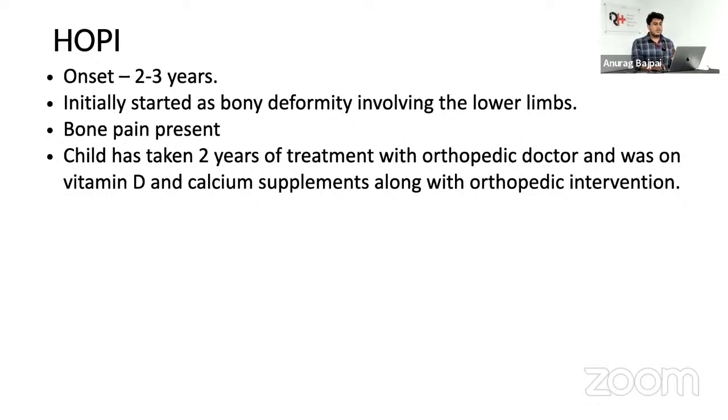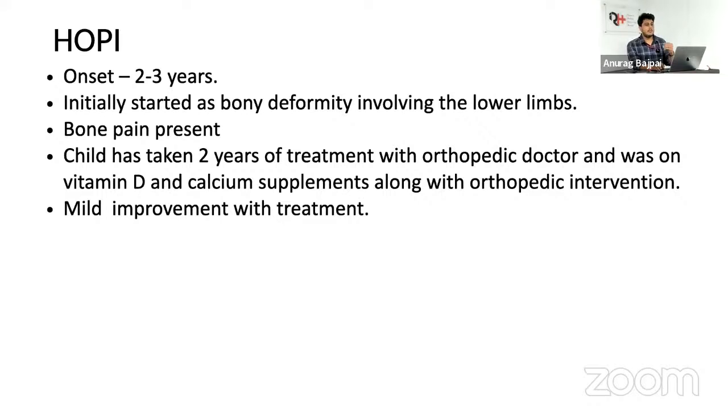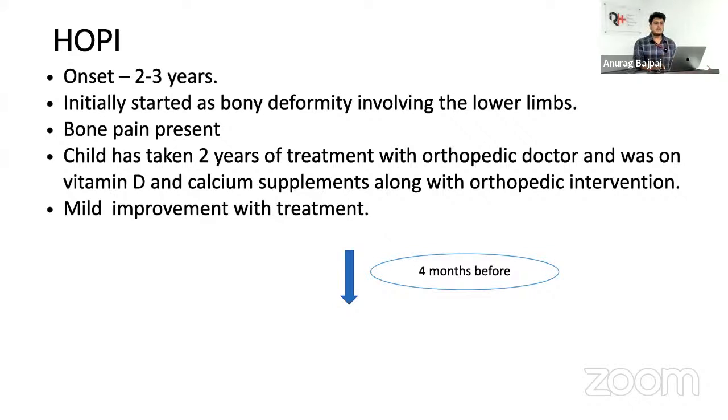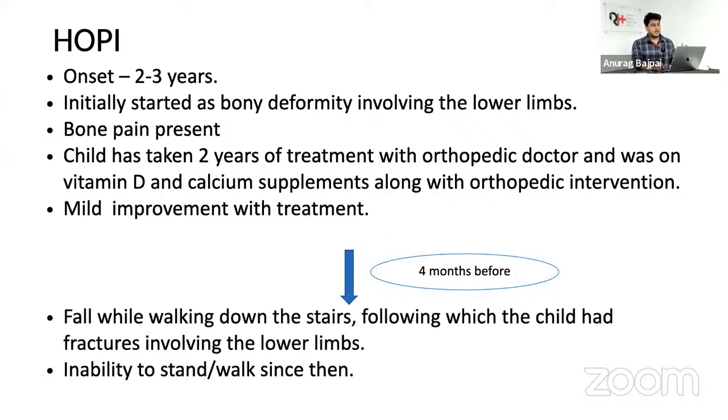Following the treatment for a very long time, after 1 to 2 years, they found a mild improvement, in that the patient was able to start walking, but it was not normal compared to the other sibling. He was not able to run or walk as normally as other children. However, in the last 4 months, while he was climbing down the stairs, he fell down 2 steps above the ground, following which he had a very severe fracture involving both the lower limbs, and a cast was applied.